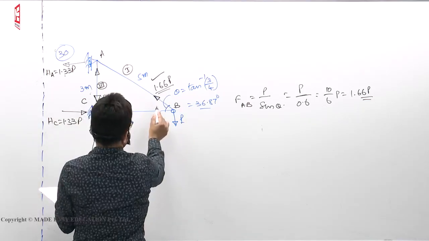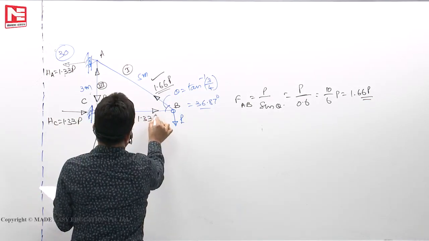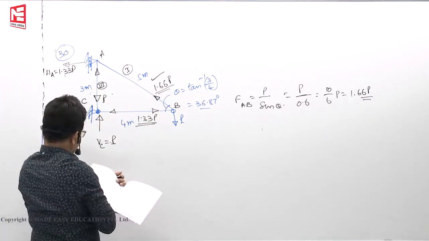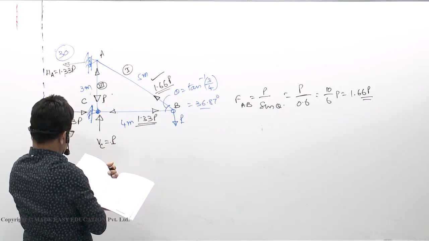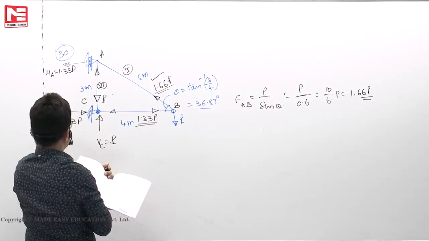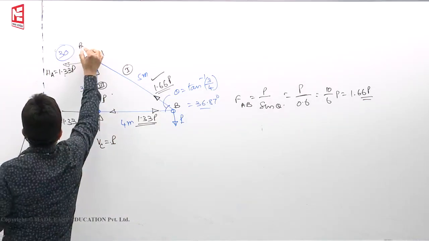So naturally it will be away from the joint, then towards the joint. It will be 1.33P only, we don't have to check. 2 are over. So first member is 1.66, B, 2 is 1.33, C is 1. So B is the correct option.